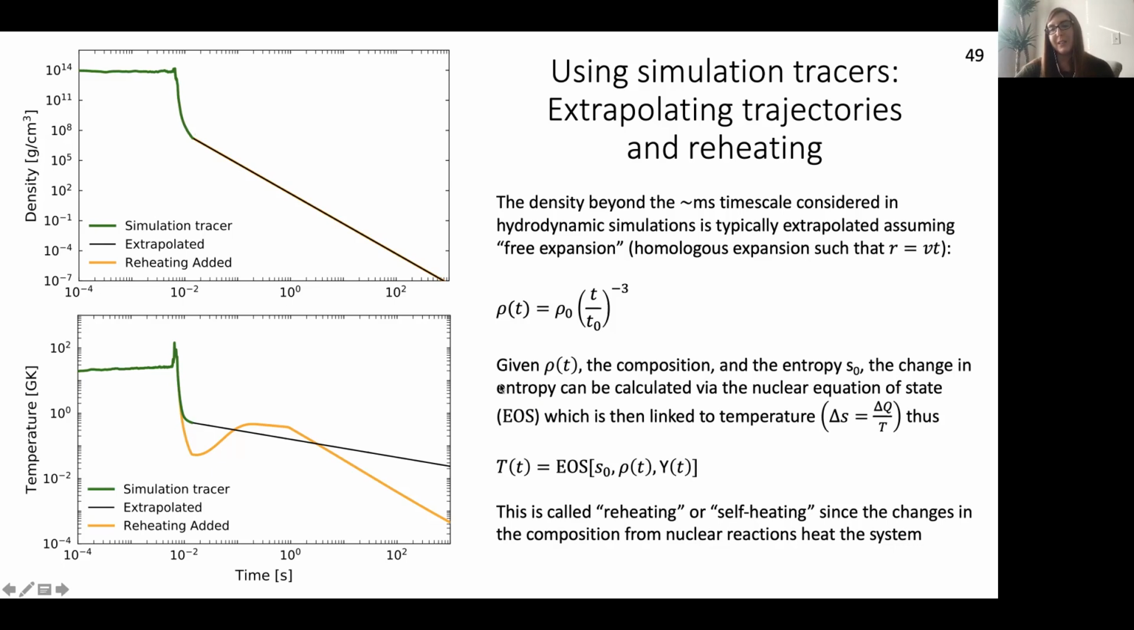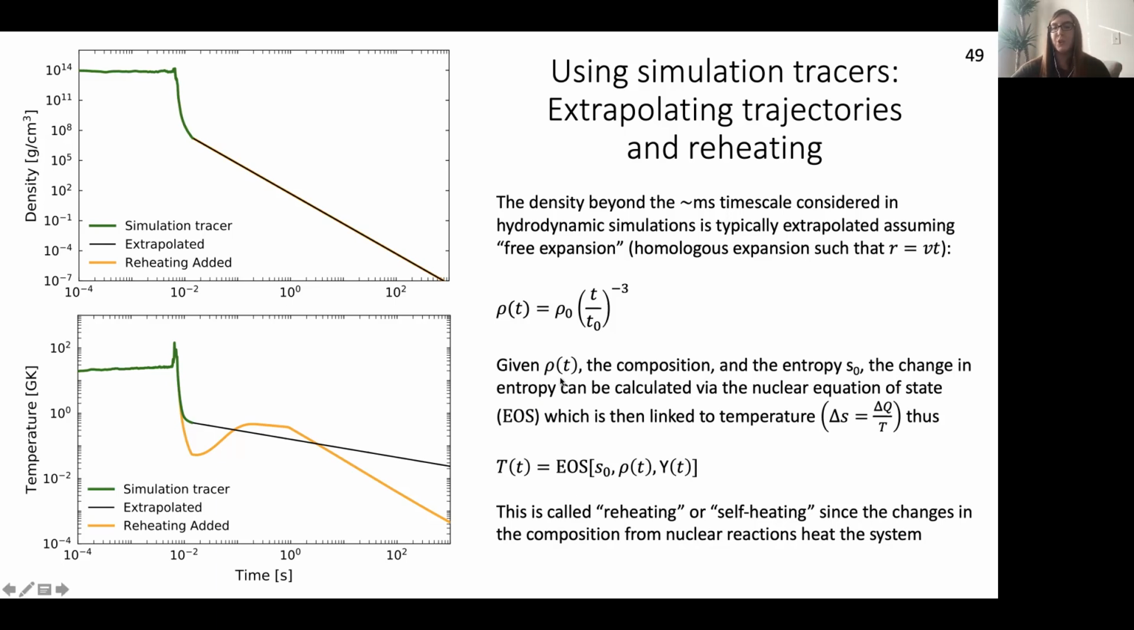Now, another thing that has to be considered when you're looking at your temperature evolution, so this is how you treat your density extrapolation. But what about your temperature? What do you do for temperature? Well, you have to consider that there's going to be reheating of your system from the nuclear reactions that occur. So we talked about how high positive Q values mean things happen quickly. Well, Q is heat, right? So this is going to go into your environment, heat your environment. So there's a feedback. This is called self-heating or reheating, since the changes in the composition from nuclear reactions are going to heat the system and in turn affect your nucleosynthesis.